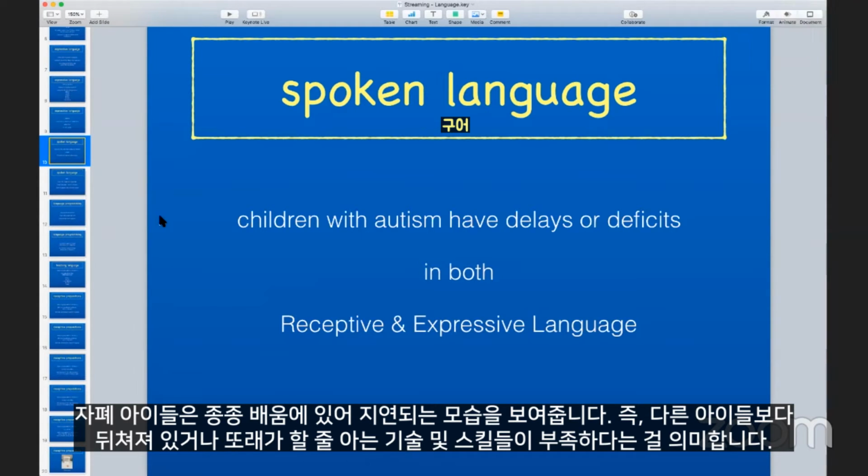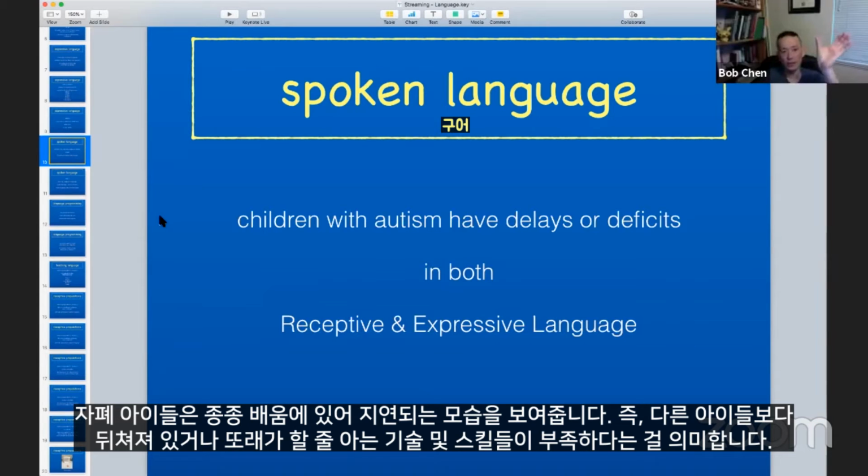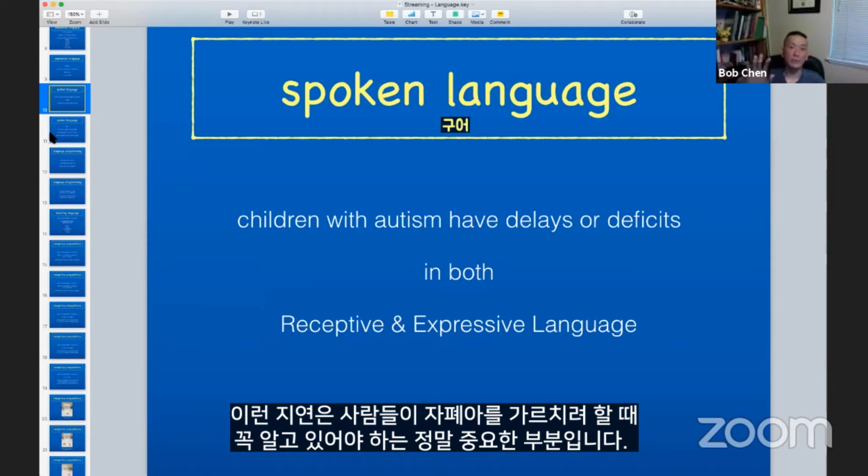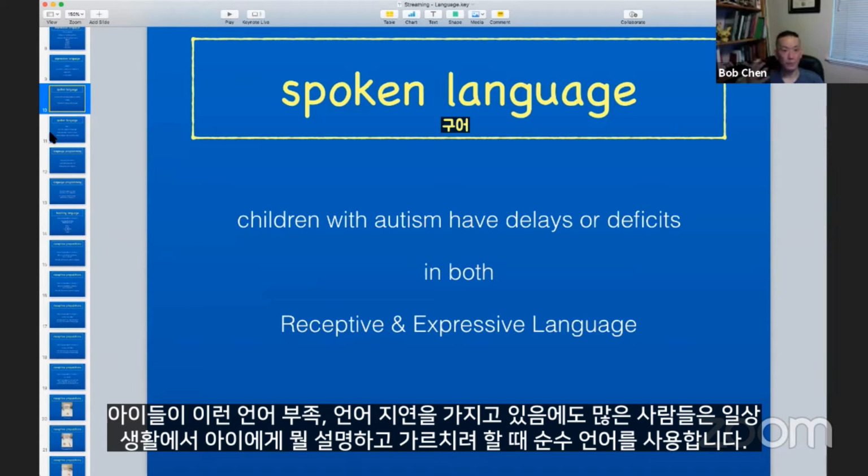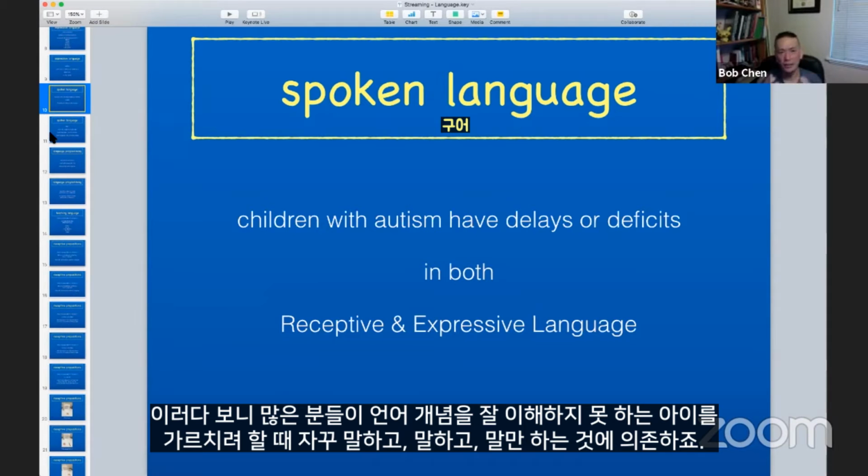Oftentimes, kids with autism demonstrate either a delay, meaning that other kids are here and they are behind where other kids are, or they lack that skill set completely. This is really important for most people to understand: when you're trying to teach a child with autism, they have this language deficit, this language delay built into them. And so a lot of people, through regular life, learn to explain things to a child through complete use of language. They rely on a lot of talking to teach a child who doesn't understand very much, and language concepts are going to be hard for them to learn.